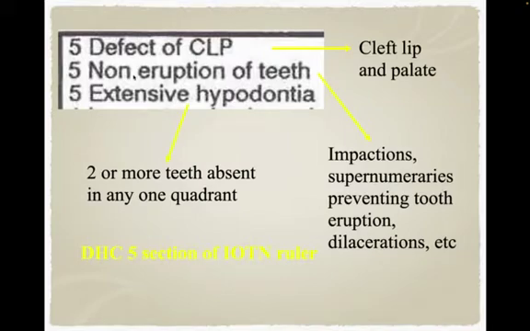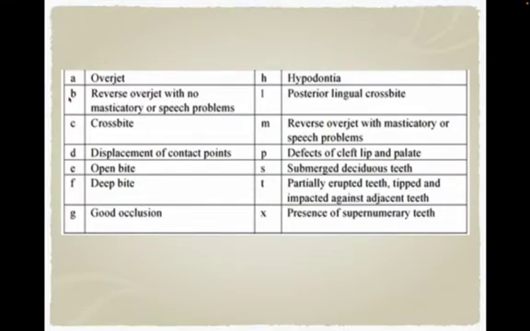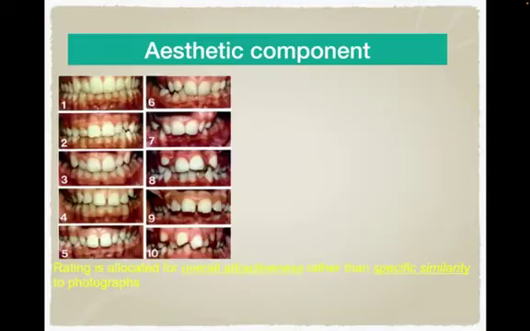And here is that section from the ruler that describes the cleft lip and palate. It goes 4, 5, and if we have hypodontia or impacted teeth. This is a summary of the letters that are used: A for overjet, B for reverse overbite, C crossbite, D displacement of contact point. It's nice to memorize this one. It will help you a lot when you classify the IOTN.